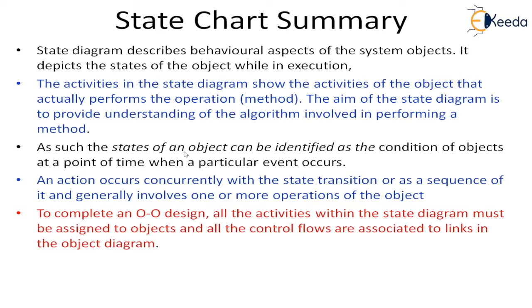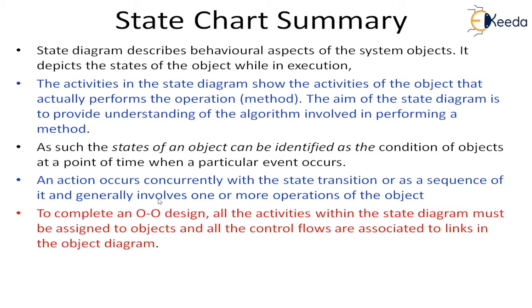As such, the states of an object can be identified as the conditions of the object at a point of time when a particular event occurs. So the states of the object can be identified, and within the state, we know the action. So when there is an algorithm or a detailed flow of control, then we have different states and different messages or events coming in, and accordingly the operation can be properly defined.